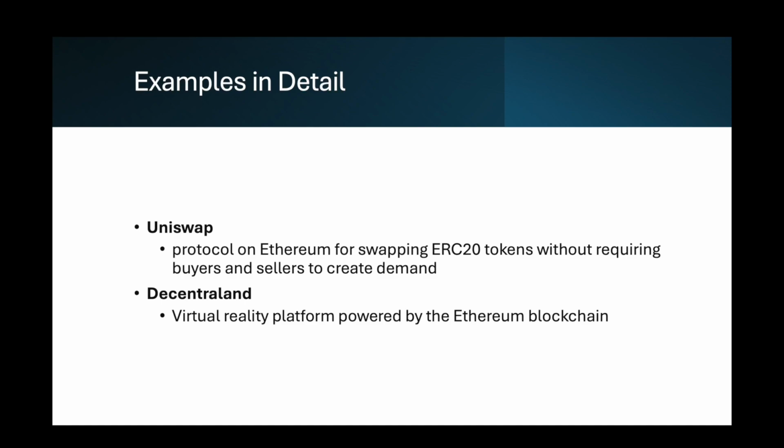Examples in detail. Uniswap, a protocol on Ethereum for swapping ERC-20 tokens without requiring buyers and sellers to create demand. Uniswap uses an automated liquidity protocol. Decentraland, a virtual reality platform powered by the Ethereum blockchain. Users can create, experience, and monetize content and applications, owning land as NFTs.